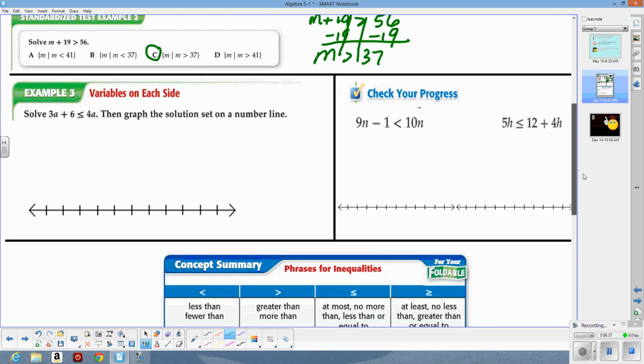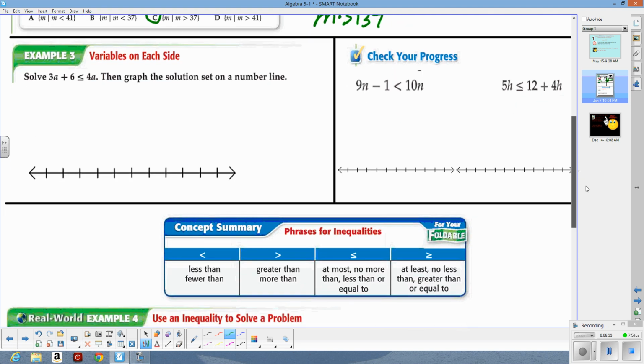Our next example has variables on both sides. Solve these just like you solve equations. If I have a variable on both sides, I get rid of the variable on one of the sides. To do that, to get rid of 3a completely, you're going to subtract 3a because 3a minus 3a is 0a's. If I subtract 3a from the left, I have to subtract 3a from the right. So I end up with 6 is less than or equal to a.